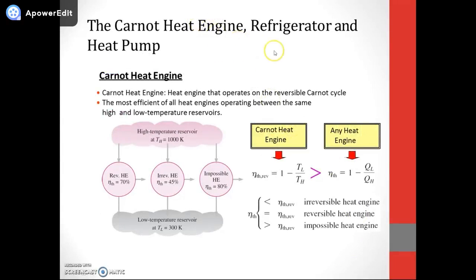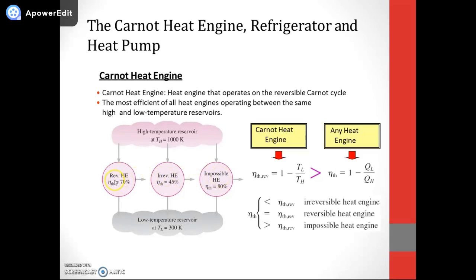So the Carnot heat engine, refrigerator and heat pump. For the Carnot heat engine that operates on the reversible Carnot cycle, it is the most efficient of all heat engines operating between the same high and low temperature reservoirs. So this is an example of the heat engines.